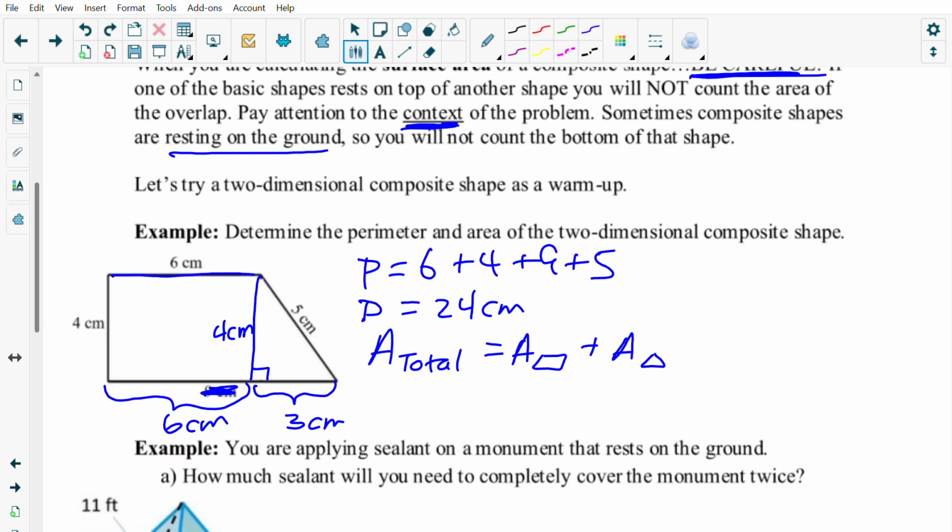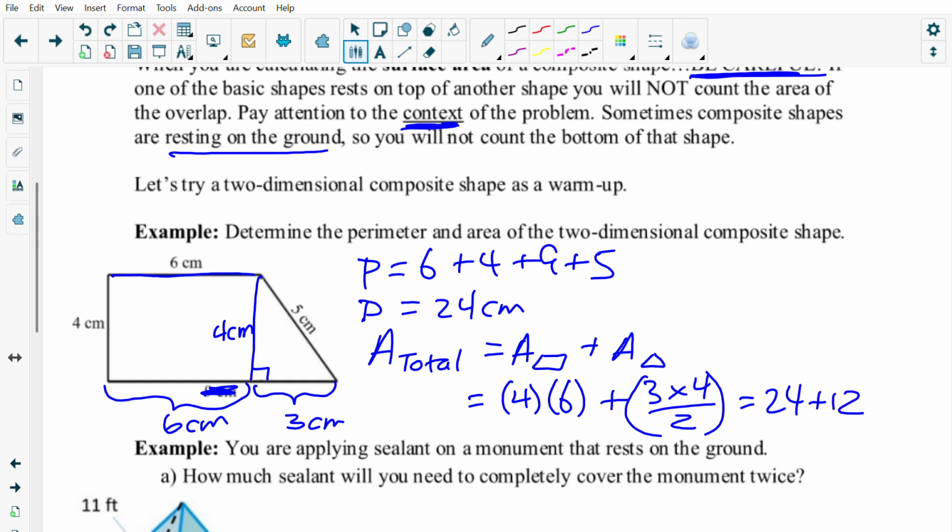Okay, and then now the area of the rectangle is length times width, which is 4 times 6. Area of the triangle is base times height divided by 2. That is 3 times 4 divided by 2. 24 plus 12. Oh, 24 plus 6, and that is 30. 30 square centimeters.